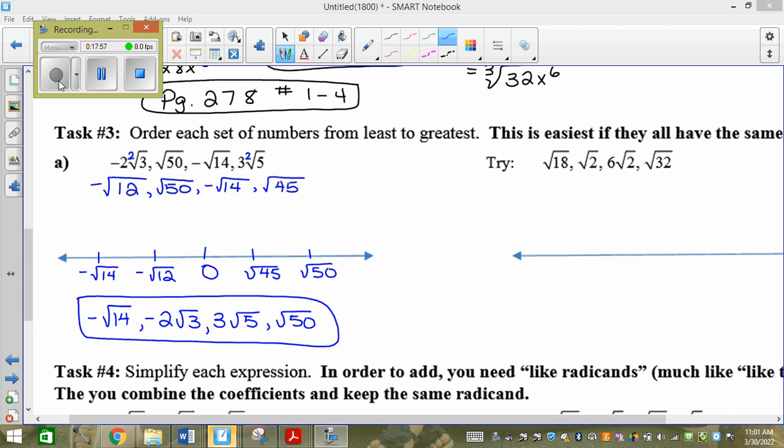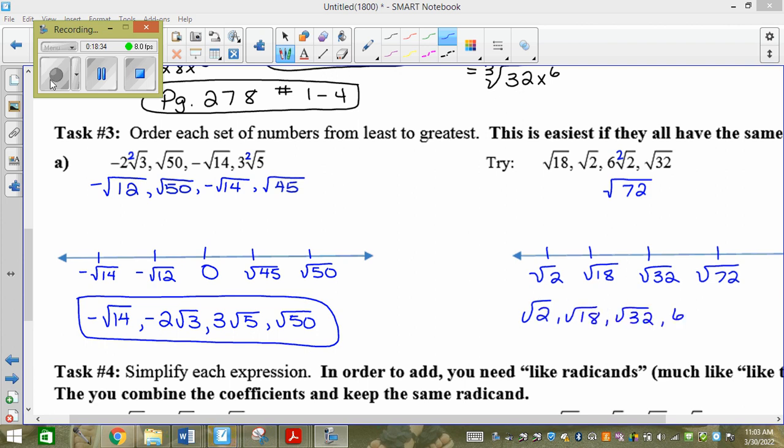So that's exactly right, Ted. You have to make sure that you guys order the original numbers, not what you just came up with. But you use what you came up with to order. Okay, you guys are trying the next one. So root 18, root 2, this one's going to be root what? 6 squared, drop it underneath, times 2 is 72. So if I ordered these, I would have root 2, root 18, root 32, root 72. And so when I actually order them, I get root 2, comma root 18, comma root 32, comma root 72.